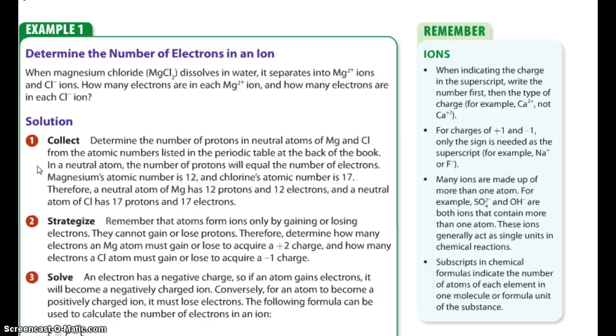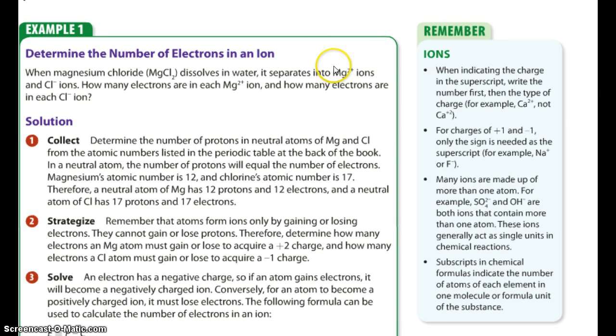In a neutral atom, the number of protons will equal the number of electrons. Magnesium's atomic number is 12, and chlorine's atomic number is 17. Therefore, a neutral atom of magnesium has 12 protons and 12 electrons. And a neutral atom of chlorine has 17 protons and 17 electrons.